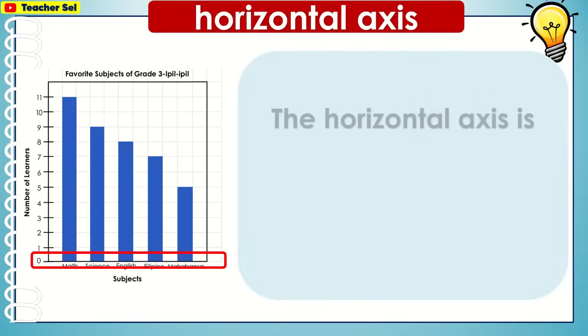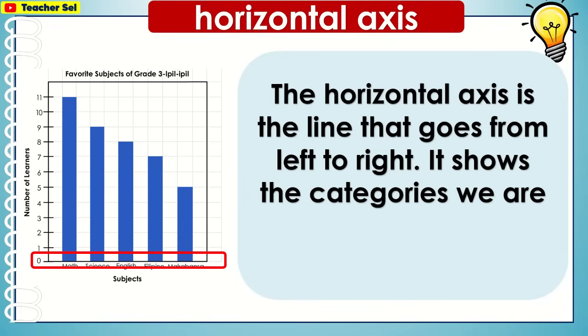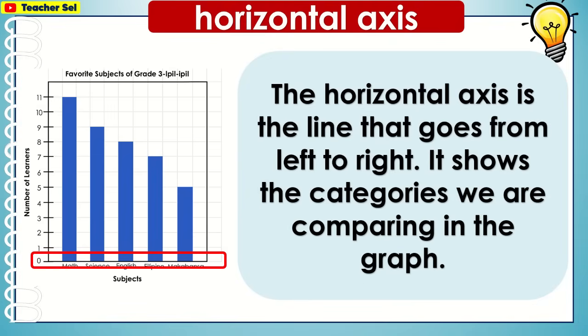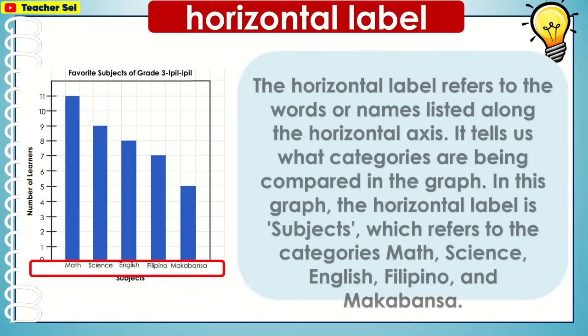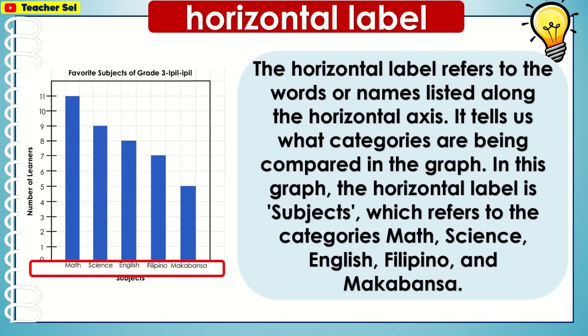Horizontal axis. The horizontal axis is the line that goes from left to right. It shows the categories we are comparing in the graph. Horizontal label. The horizontal label refers to the words or names listed along the horizontal axis. It tells us what categories are being compared in the graph. In this graph, the horizontal label is subjects, which refers to the categories Math, Science, English, Filipino, and Makabansa.